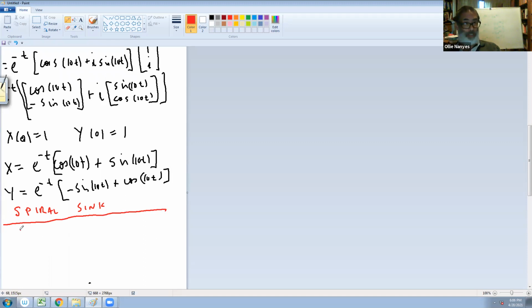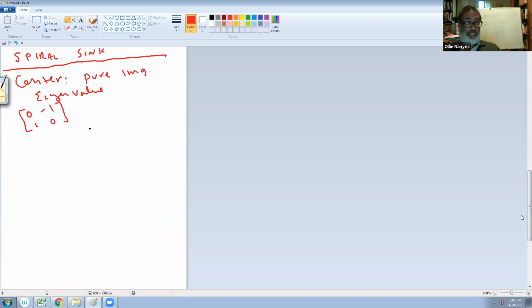Now let's look at something called a center. And the center has pure imaginary eigenvalues. And the simplest one, I think, would be the 0, minus 1, 1, 0. That would be something that has that.